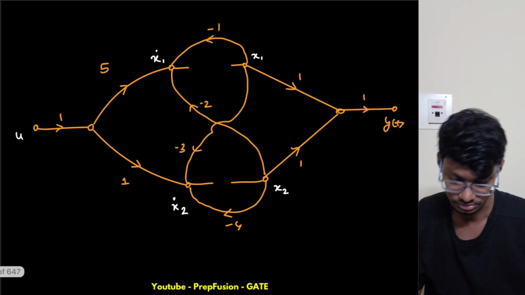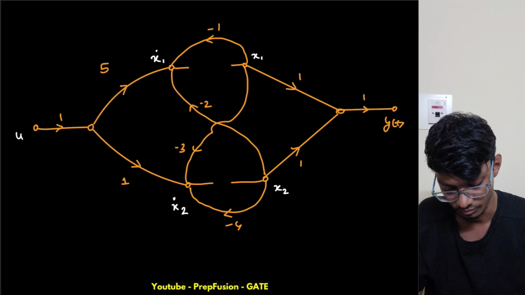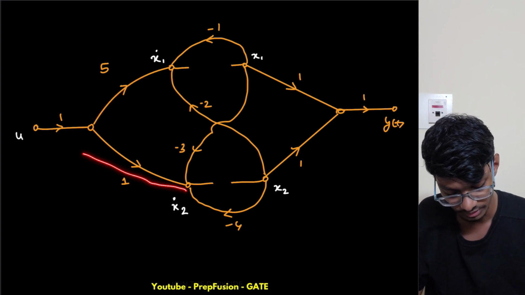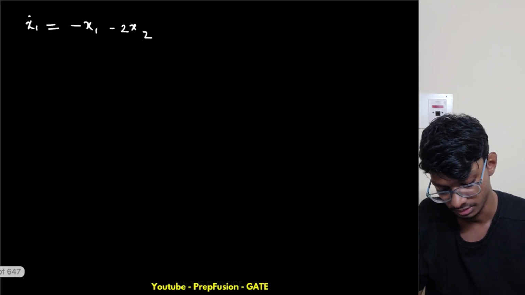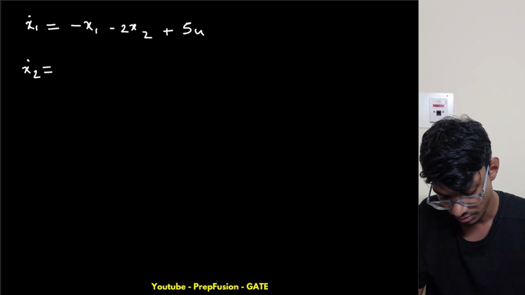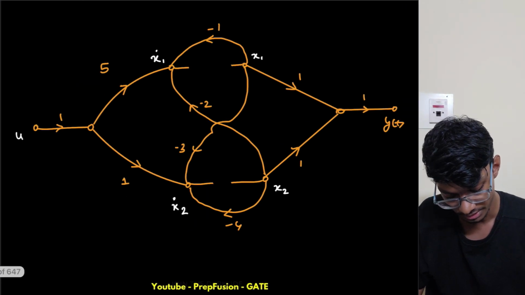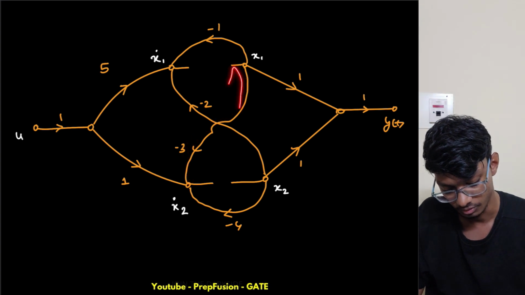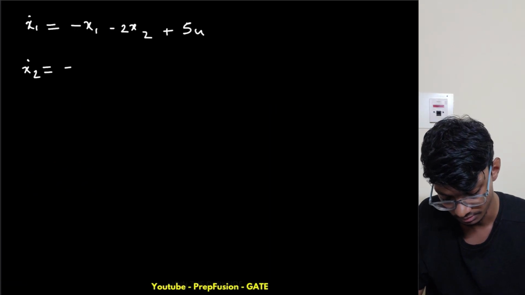Now in terms of u, u is 5 times 1, so 5u. Any other possible way? No, this is against the path, this is against the path. So this is 5u. Now what is my x2 dot? Due to x1, it is coming from here. Is there any other path? No, so due to x1 I can come here only from this place. So this is minus 3x1.